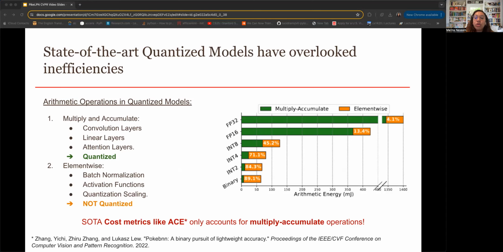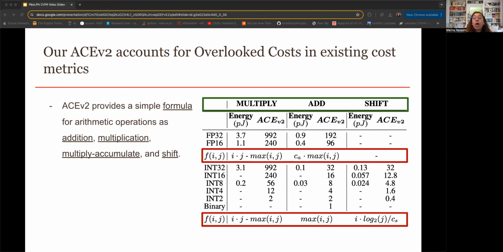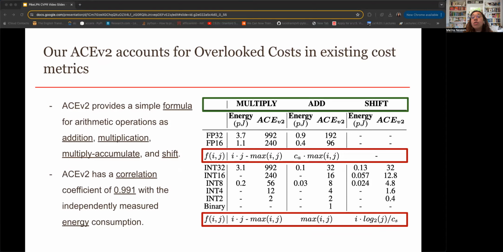This brings us to the first part of our solution. So guided by the insights from our analysis, we introduce a novel cost metric, ACE-V2, which uses a lot of concepts from the original ACE metric. ACE-V2 provides a simple formula, as shown in this table, for different arithmetic operations like addition, multiplication, and shift, which are commonly used in quantized models. And we found that ACE-V2 has a correlation of 0.99 with the independently measured energy consumption.